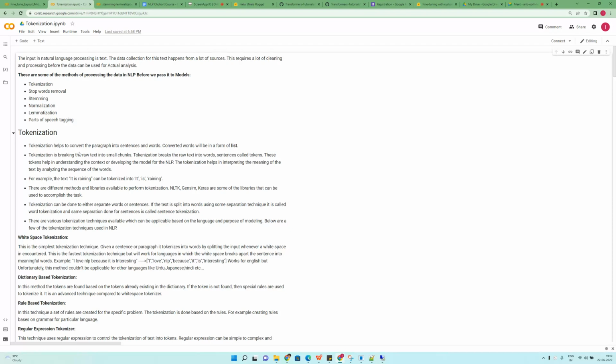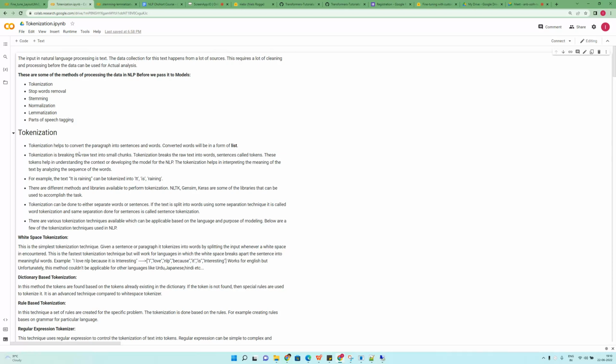So tokenization, stopwords, stemming, and lemmatization may not be only for pre-processing. There are also some other use cases of it that I will explain going forward. So the first one is tokenization. What do we mean by tokenization?